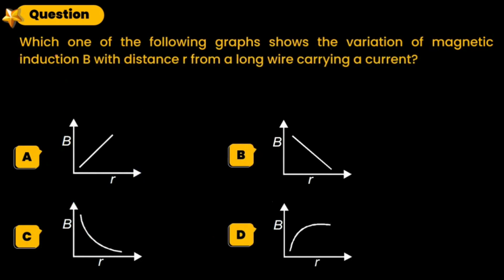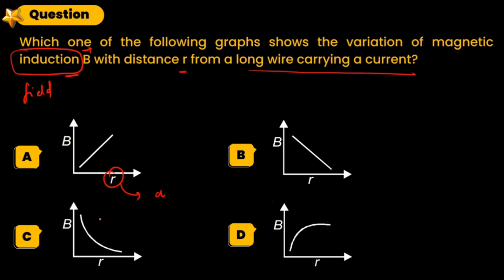Next, which one of the following graphs shows the variation of magnetic induction B? Again, this is a new term. Sometimes in place of magnetic field, we do use the term magnetic induction. But the symbol is the same, which is always B. So the question says which graph shows the variation of magnetic field with the distance r along a long wire carrying a current. That distance r is something which we have seen in the formula as A.